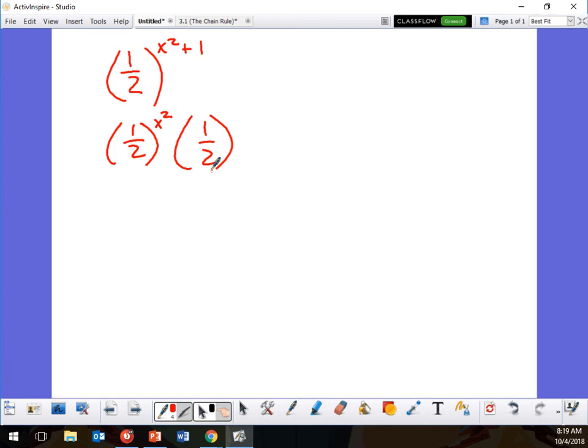It's a product, it's multiplication, right? But because there is no variable here, this thing is going to just be treated like a constant. Okay? So that thing's going to be treated like a constant. So now I'm going to take the derivative of this right here.